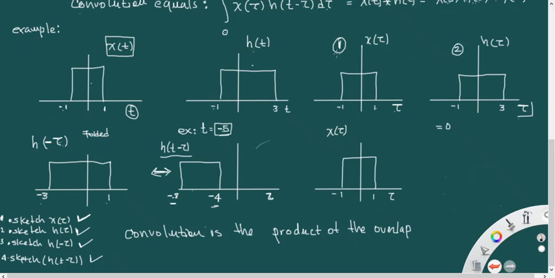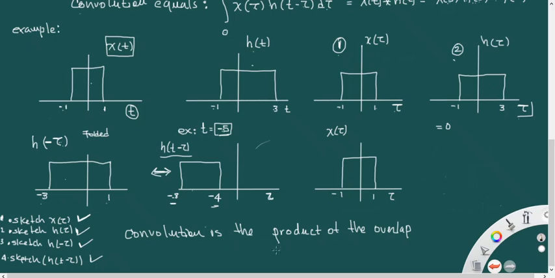So please don't forget, first we are going to sketch the x of tau. Second, we are going to sketch h of tau. Then we are going to fold the h of tau to h of minus tau. And then we can move or represent the function h of t minus tau depending on the value of t. Okay, so at this moment, we can clearly see what the convolution is in an intuitive way.